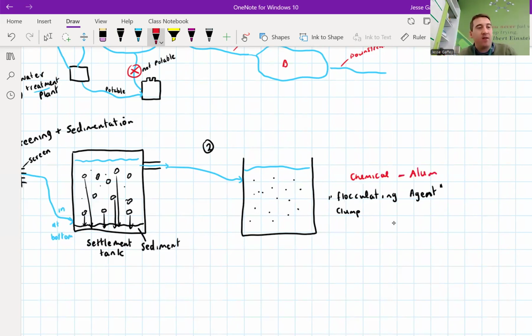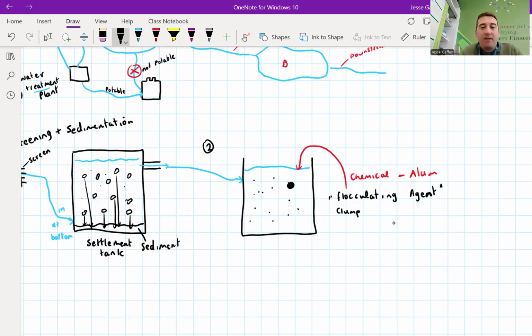A-L-U-M. That's the name of the chemical. We add this alum in, this flocculating agent. What that causes the particles to do is become attracted to each other, so that they form one larger lump, right? They stick together and form a larger lump like that. So that's a combination of maybe 200 particles all clumping together.